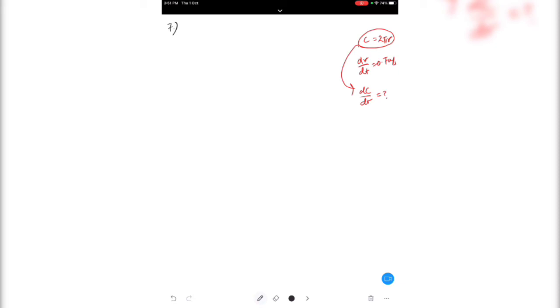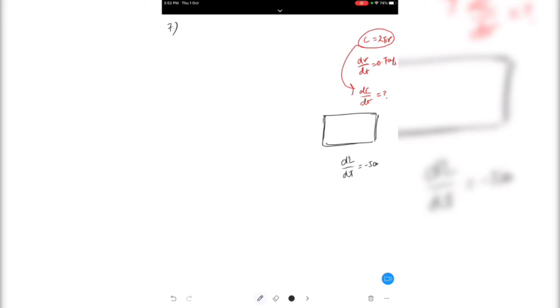So what do we have in question number 7? Read the question, what it says. The length x of a rectangle is decreasing at a rate of 5 centimeter per minute. So there is a rectangle whose length is decreasing, dl/dt, at a rate of 5 centimeter per minute. Now when it is decreasing, it means what? When it's increasing, it's positive. Keep in mind, when it's decreasing, it will be minus 5 centimeter per minute. Everyone clear? Since it's decreasing, it will be minus, right?